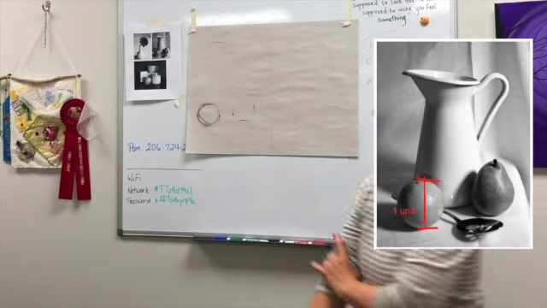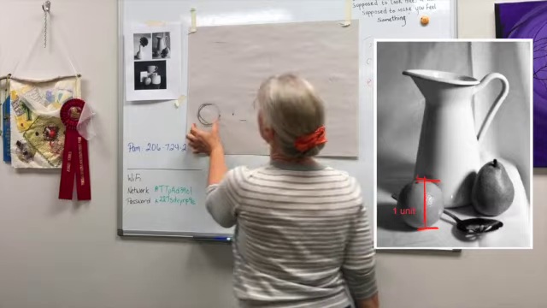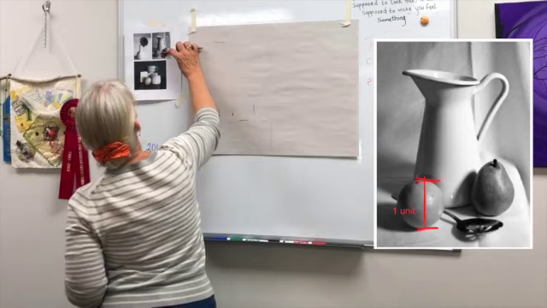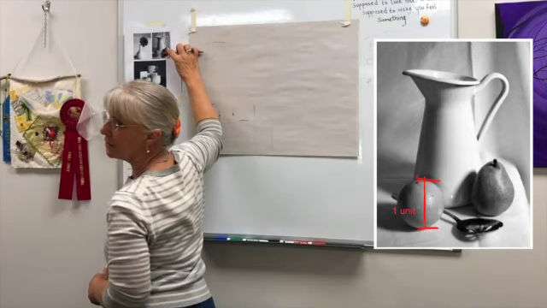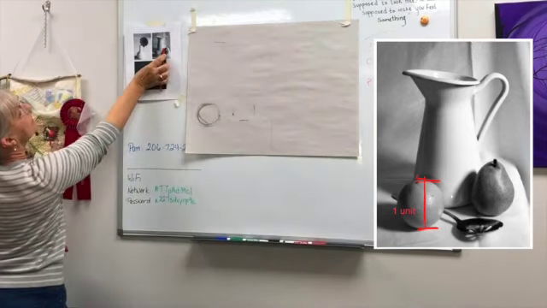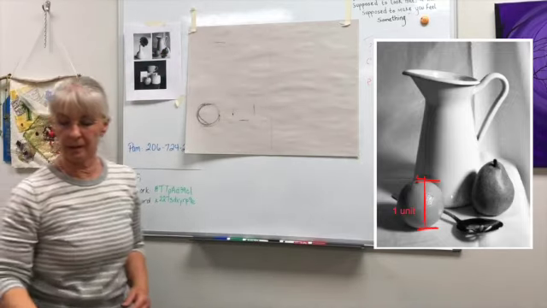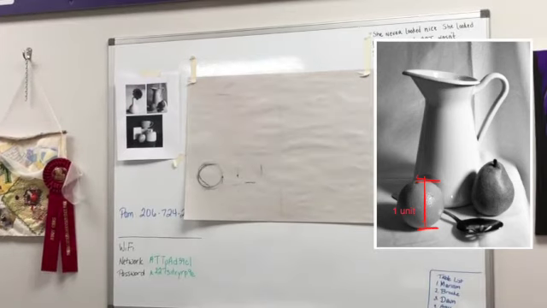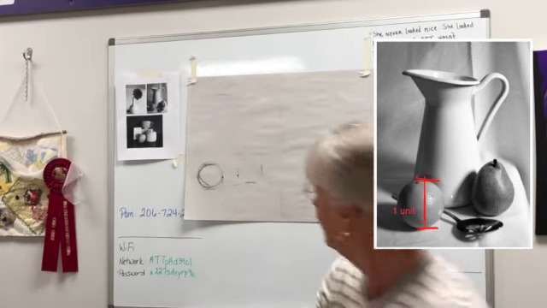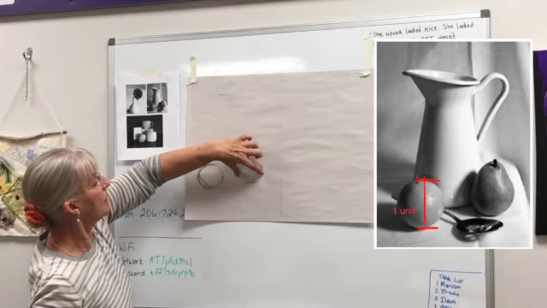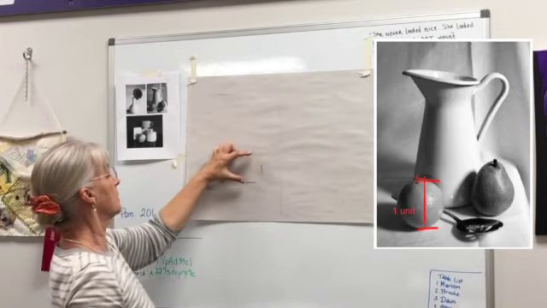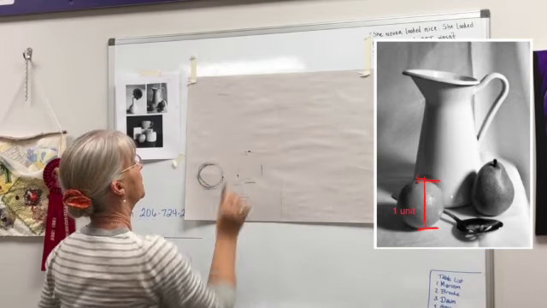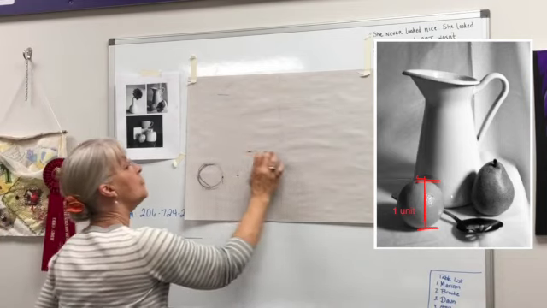How tall is the pear compared to its width? You can just keep bouncing around. The pear is a hint taller than it is wide. So here's the width of my pear. I want it a little bit higher, so the top of the pear is going to be up in here somewhere along here.